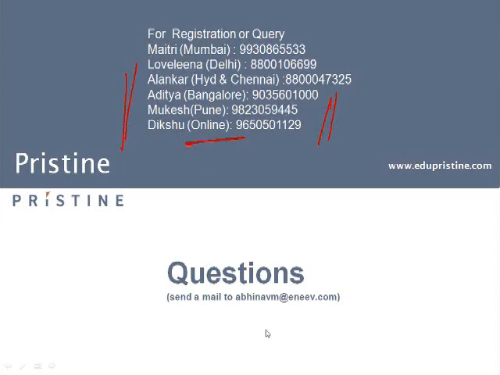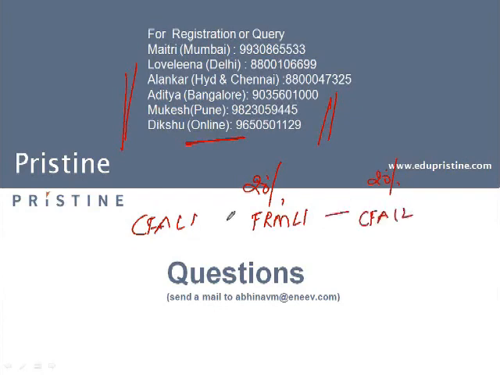Paresh has one more question. I'm planning to prepare for the CFA level 1 exam. Is there any correlation between FRM and CFA? Yes, Paresh. Usually there is a 20% overlap between CFA level 1 and FRM level 1. And interestingly, there is another 20% overlap between FRM level 1 and CFA level 2. So overall, there is a 40% overlap that you can think about.